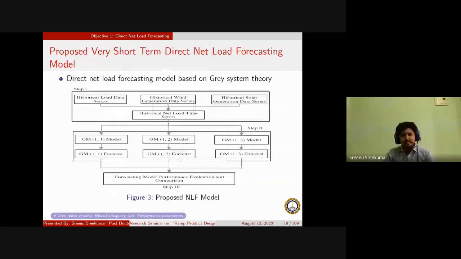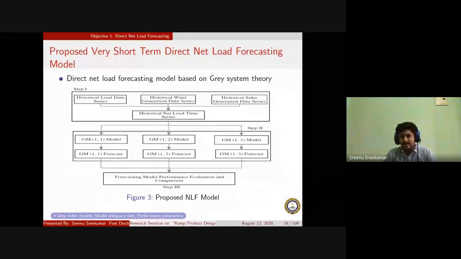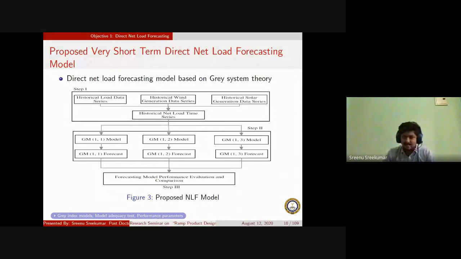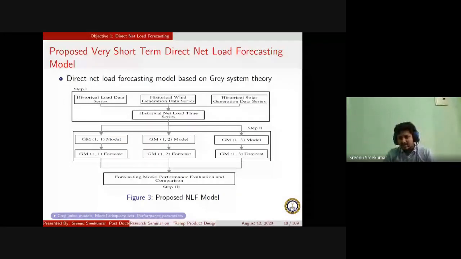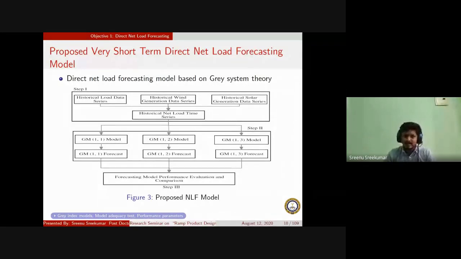And this is the proposed direct net load forecasting model, and it works based on the gray system theory. Information systems are classified into three: black system, white system, and gray system. In a black system, no information is known. In a white system, all information is known. In a gray system, partial information is known. Gray system theory models the system using the available data. Here also we have the historical data. Based on that, I have modeled a system using first order differential equations. Using that model, we obtain direct net load forecast.